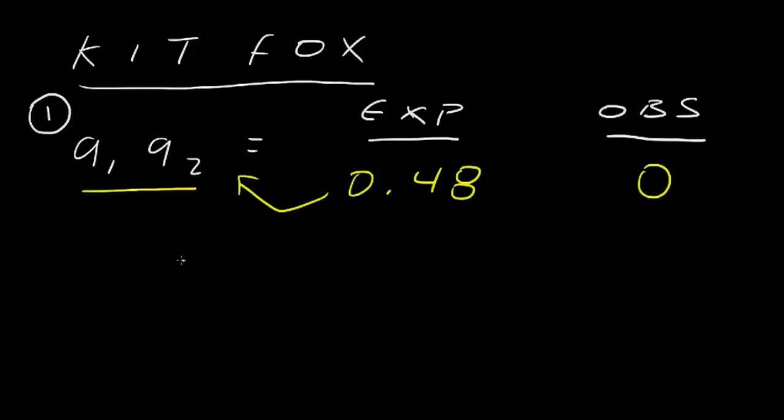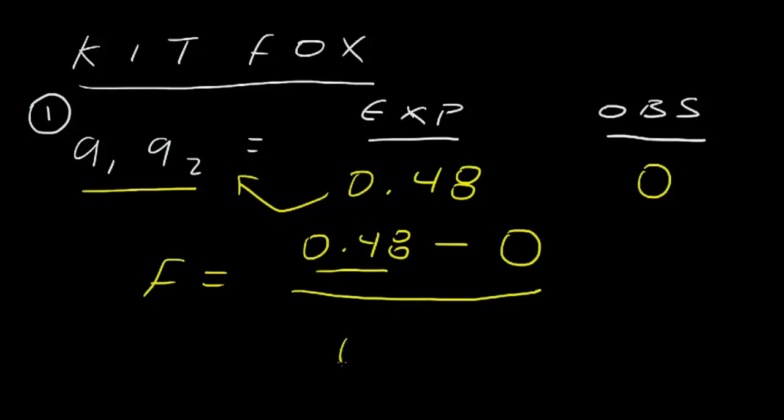So if we add those numbers to our equation, we have 0.48, that's our expected, that's our H naught, minus what we observed, which is 0, all divided by H naught, which is 0.48, which then gives us a value of 1. As I mentioned before, when you have a value of 1, you have a high amount of inbreeding occurring. So this is inbreeding.